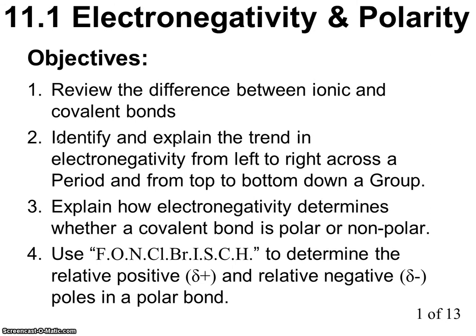This is the first of 2 lectures on polarity, and we're going to use this in order to determine if a molecule is polar or nonpolar. But first we need to be able to figure out whether a bond, a single bond within a molecule, is polar or nonpolar. So as part of this lecture, we're going to review the difference between ionic and covalent bonds, because covalent bonds are the only ones that are polar and nonpolar. We're going to identify and explain the trend in electronegativity, which is what determines polarity.